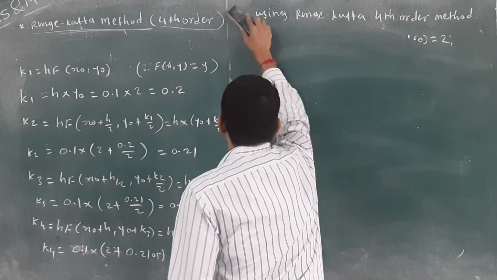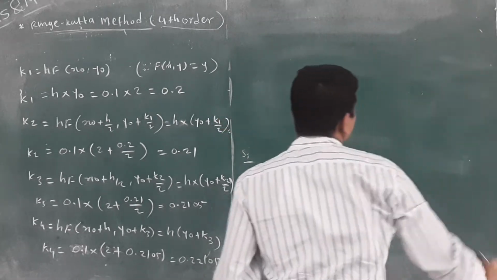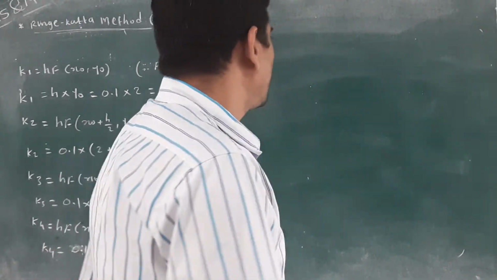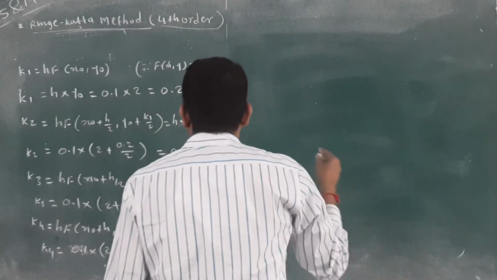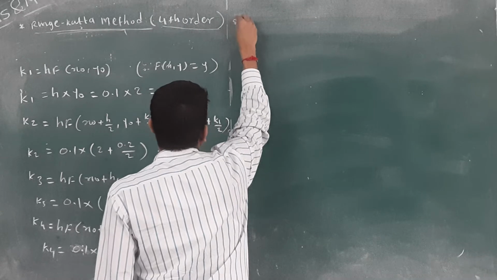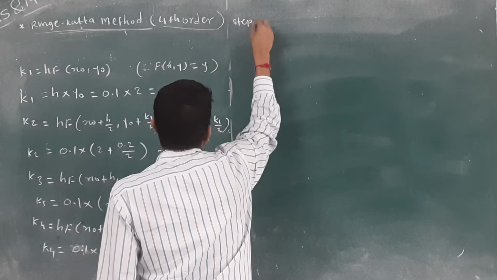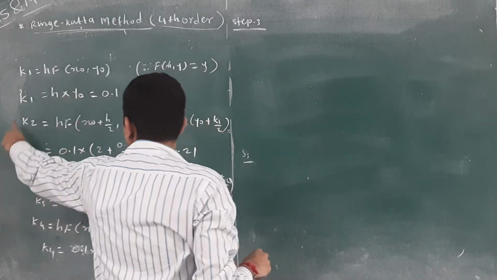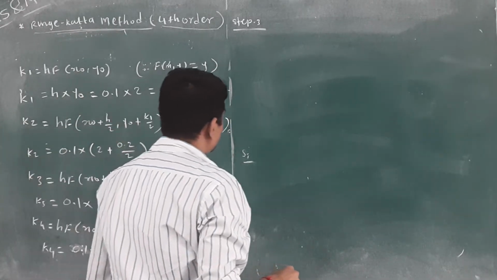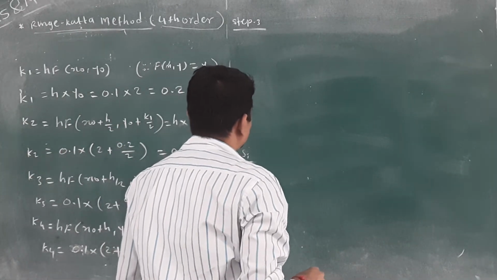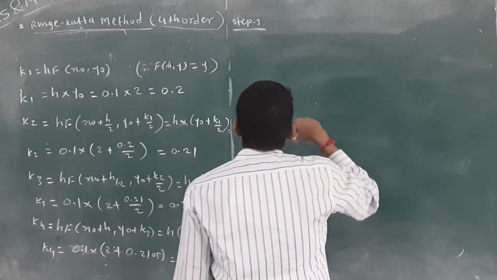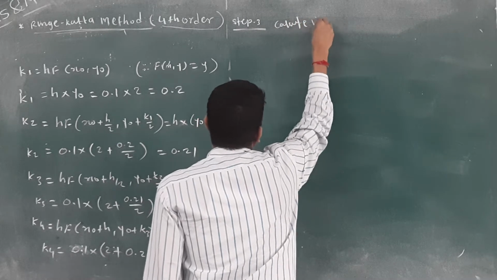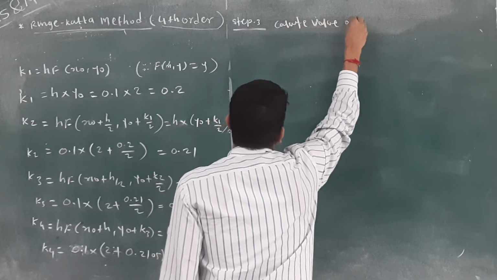Can anybody tell me what is the next step? We already saw it in the Runge-Kutta second order method. Here is step number 3. What is step number 3? Once you have got the values k1 to k4, then you have to calculate the value of weighted mean.